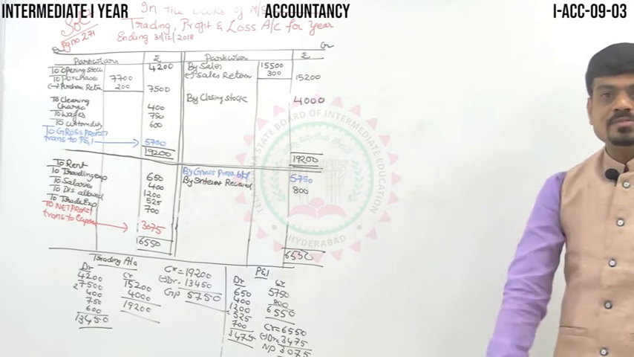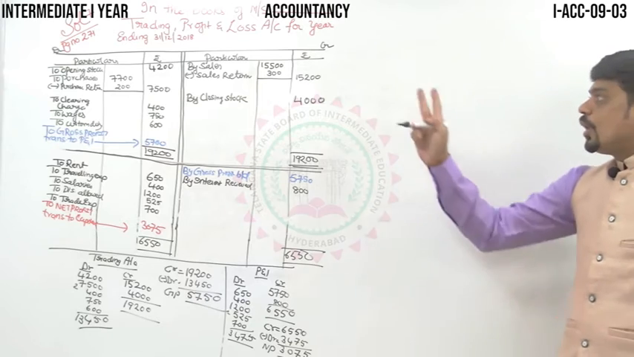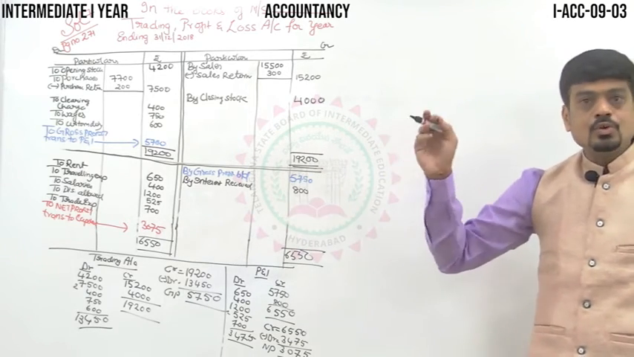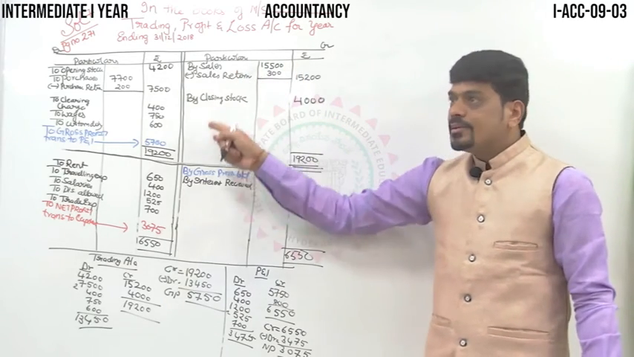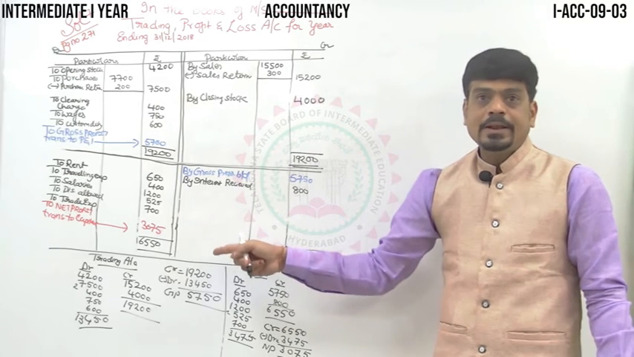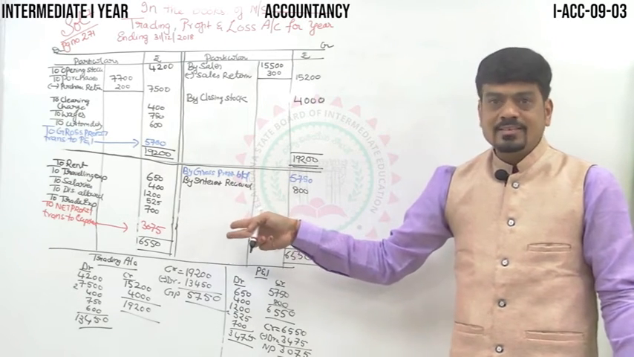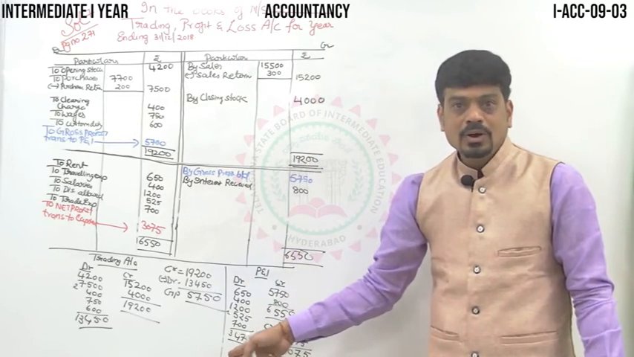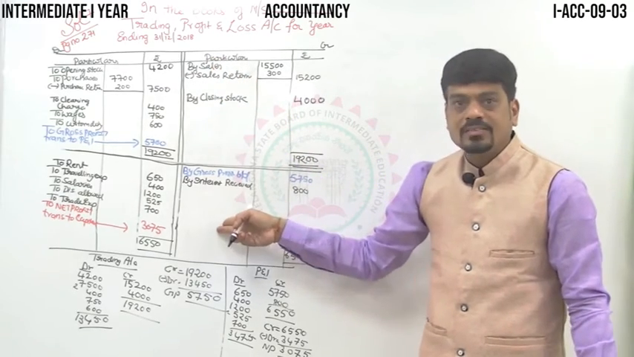So the two parts we have completed with the problem. Hope you all have understood. Again, I am revising with you all. Whenever they ask you to prepare trading account, profit and loss account, you will take a full page like this. Depending on the information, since the information was less here, we have used half page, remaining we have used for working. So first we'll do the drafting, trading account, profit and loss account.